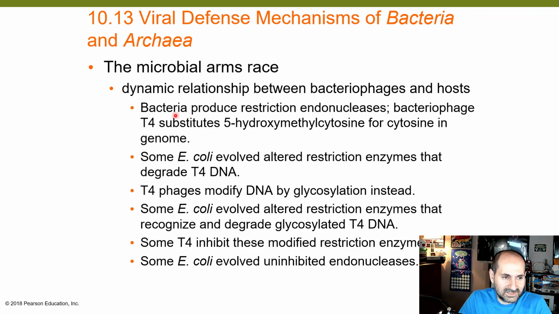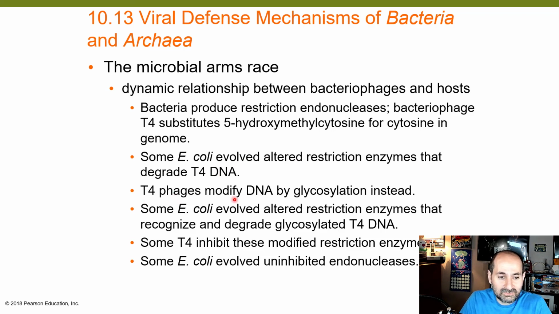For example, look at this. The bacteria produce restriction endonucleases. These are enzymes that chop up DNA, like the DNA of viruses. So the bacteriophage, such as the T4 bacteriophage, substitutes 5-hydroxymethylcytosine for cytosine in the genome, rendering the restriction endonucleases useless. So some E. coli evolved altered restriction enzymes that can degrade that modified T4 DNA.